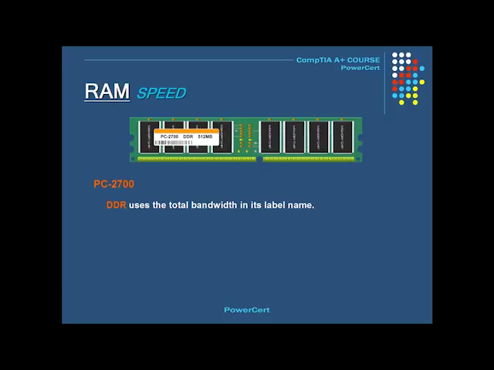The clock speed for PC2700 is 333 megahertz. So 333 megahertz times 8 bytes is rounded off to 2700 megabytes per second, which is where we get the name PC2700. Another example is PC3200. PC3200 has a clock speed of 400 megahertz. So 400 times 8 equals 3200, which is where we get the name PC3200.